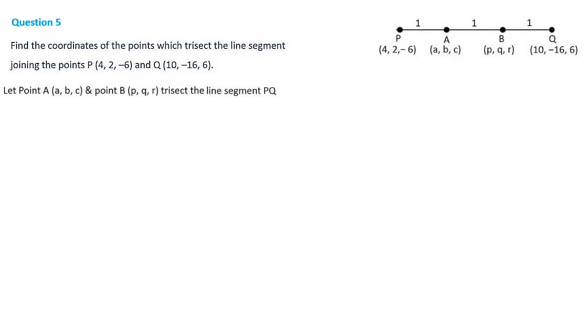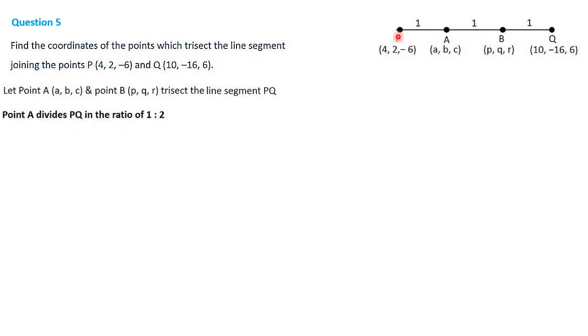Remember that because it is a trisection, trisection means 3 portions. If there is a line segment with only 1 point in between, we will get 2 portions. So we want 3 portions here, so that's why 2 points we have taken, A and B. And since it is trisection, 3 equal divisions, AP will be equal to AB will be equal to BQ. That means 1:1:1 ratio.